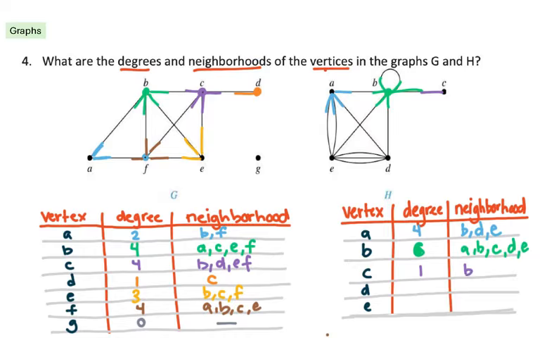We'll look at D. D is 1, 2, 3, 4, 5. And its neighbors are A, B, and E. Okay, lastly, E. Wow, E looks like a lot. 1, 2, 3, 4, 5, 6. Degree is 6, and its neighbors are A, B, and D.